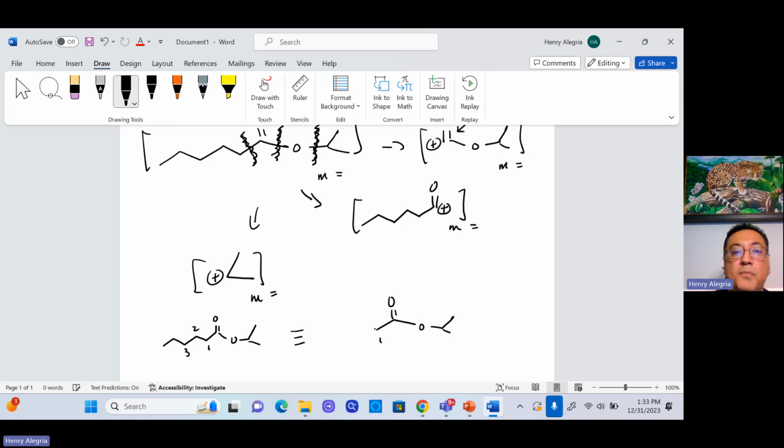So 1, 2, 3, and I'll just fill in here and say 4 and 5 so that we keep tabs. 4 here, 5 here. Number 3 has to have at least one hydrogen. The oxygen will take the pi electrons and grab the proton.